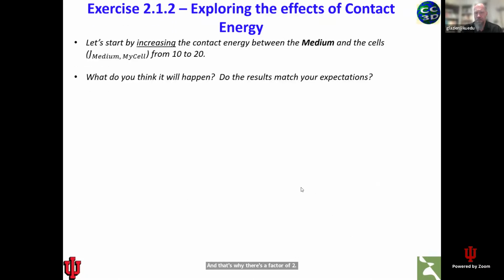Okay, so the first exercise in your simulation, and you can do this in the steering panel, is increase the contact energy between medium and cells from 10 to 20. What do you think is going to happen when you do that? Are cells going to stick more to medium or less to medium when I increase the cell-medium contact energy?